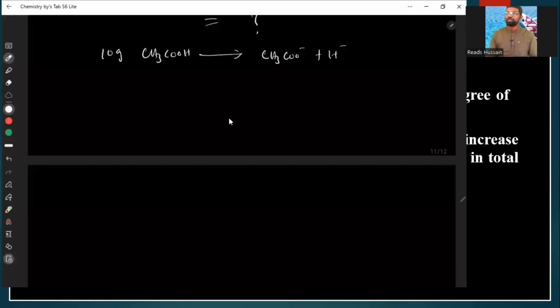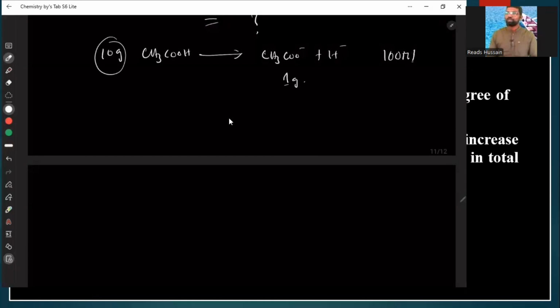I am going to take 10 grams of acetic acid. Out of 10 grams, only 1 gram of acetic acid undergoes dissociation. I have taken 10 grams, but only 1 gram underwent dissociation when the volume of the solution is 100 ml.